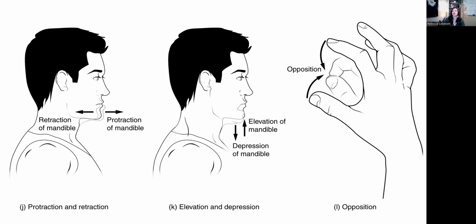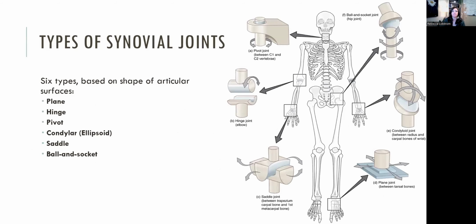And then there's the act of opposition, and that would be the ability to move our thumb and fingers together, right? So opposing. We could do it with our thumb and our pinky. We could do it with other digits, but moving them together would be the act of opposition. All right, so the types of synovial joints. This you will need to memorize and make sure you understand what the joints are, the type of movements they have, and where we find them inside of our body.